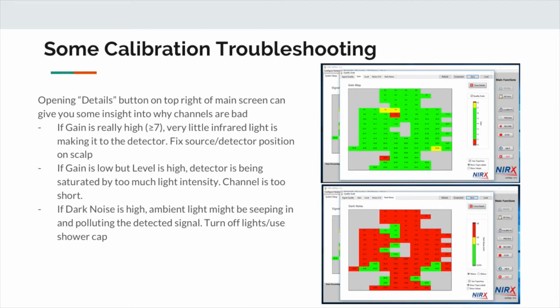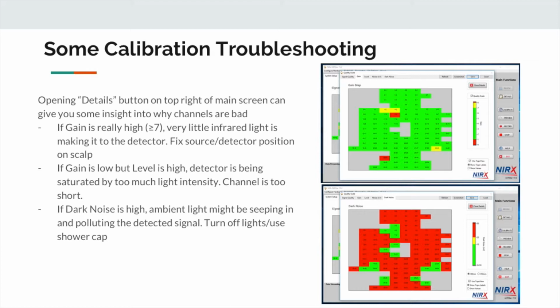Some calibration troubleshooting. There's a button on the top right of the NIRStar window, and it's labeled Details. If you open that, there are various metrics you can look through that tell you different things about your signal quality and why it might not be good. For instance, if you hit the gain tab, gain is the strength of the signal that the source is trying to put out. Our gains can range between 1 and 8, with 0 being off. That's how many gain levels our system has. And if channels are using a really high gain, that means they're working really hard to get enough signal to a detector. And if that still means the channel is bad, then there's probably some hair or something blocking the source or detector in that pair. So you would want to go fix that source detector position on the scalp.